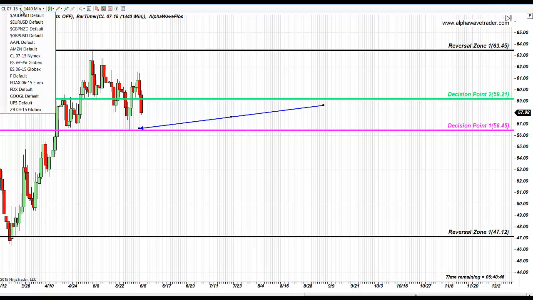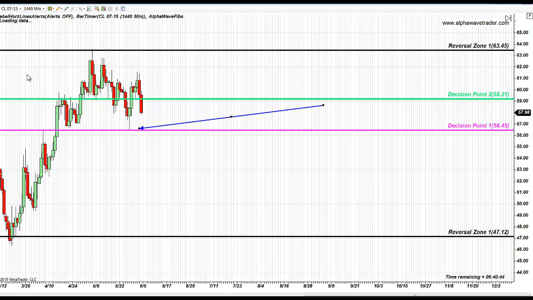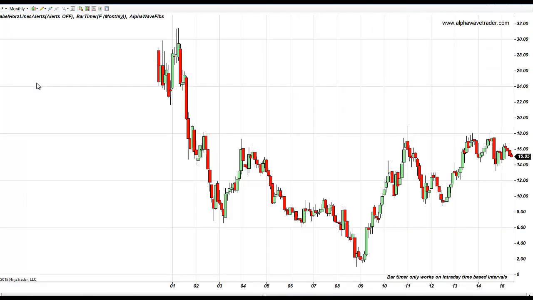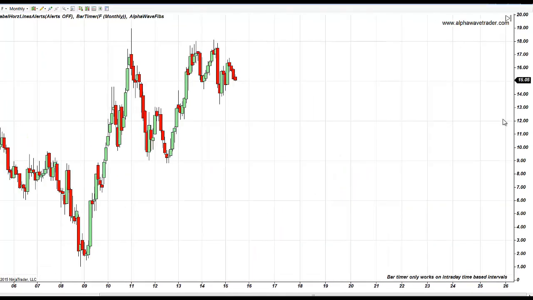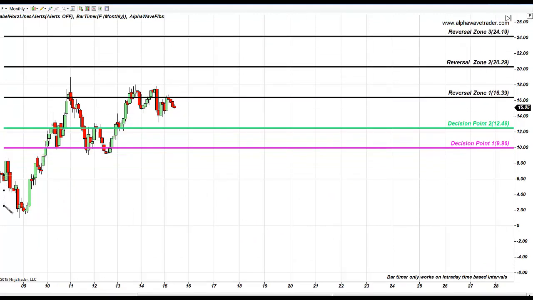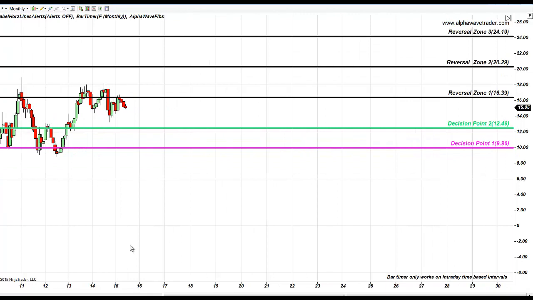The next question was on Ford. What chart on Ford, please? Ford monthly. Ford monthly in very powerful downtrend. Very powerful downtrend. There are no ifs or buts about it. And this is where reversal came from. Reversal zone.